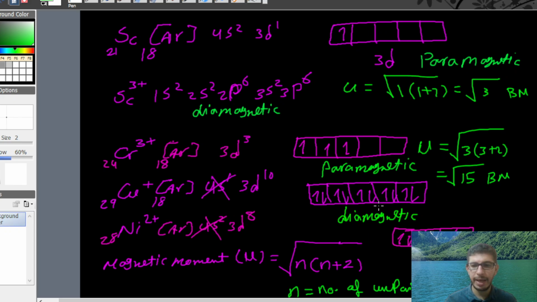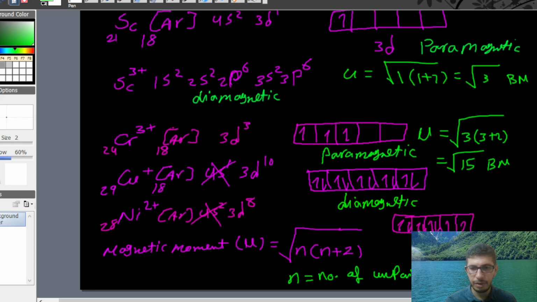And then here we have the copper 1 positive. What is the magnetic moment here? What is the mu, or the magnetic moment, of copper 1 positive? Mu here is equal to 0. Why? Because we don't have any single electrons, right? We have only paired electrons.